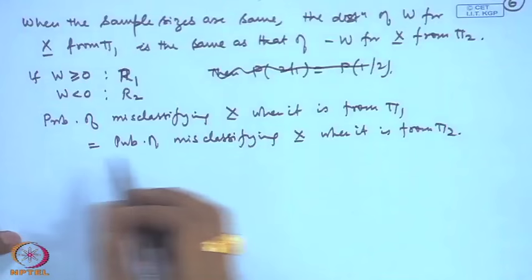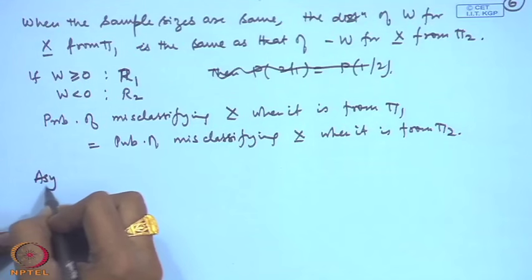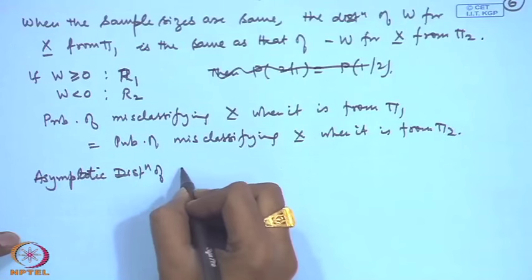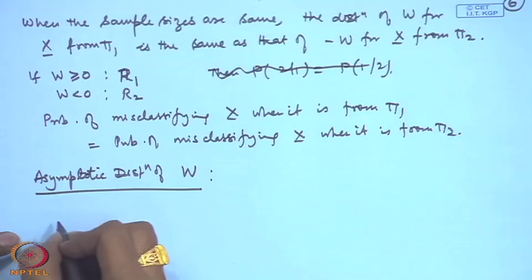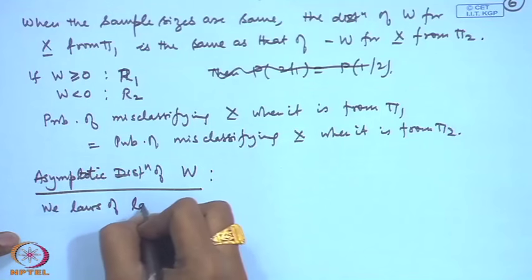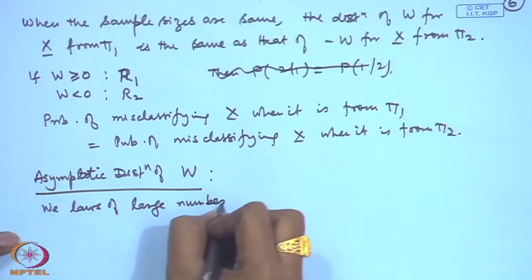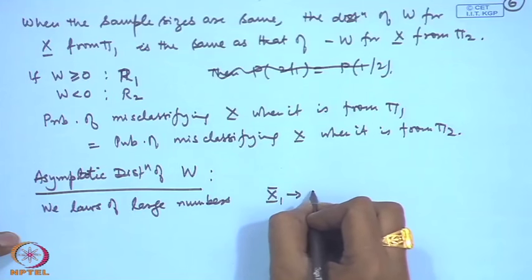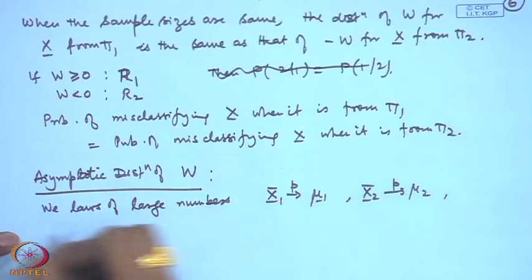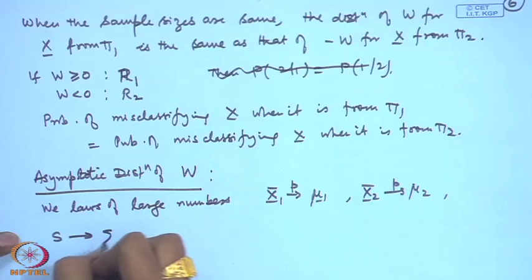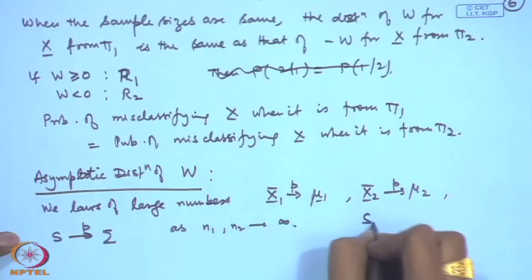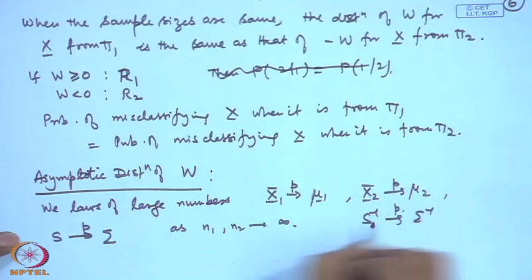So, let us see here the asymptotic distribution of W. By laws of large numbers, x 1 bar converges to say mu 1 in probability, x 2 bar converges to mu 2 in probability, and S will converge to sigma in probability as n 1, n 2 tend to infinity, and of course S inverse will converge to sigma inverse in probability.